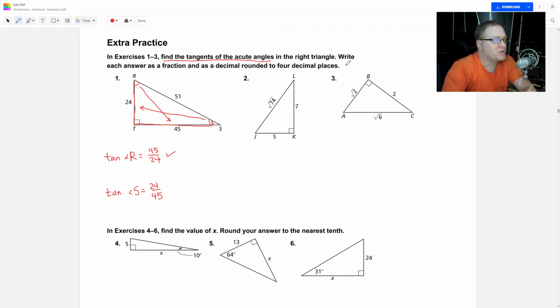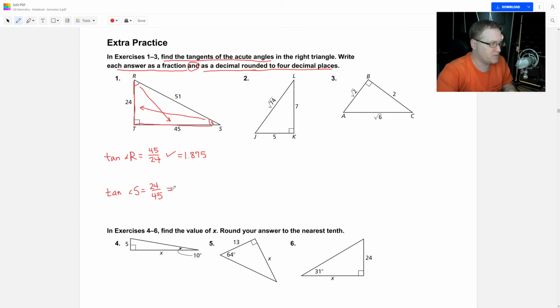All right. And real quickly, it asks us to write each answer as a fraction and as a decimal rounded to 4 decimal places. All right. So if you want to do that, you're going to need a calculator. So make sure you have a calculator ready. All right. So I'm going to quickly do that. So 45 divided by 24, all right, is going to be 1.875. All right. So this one is 1.875.